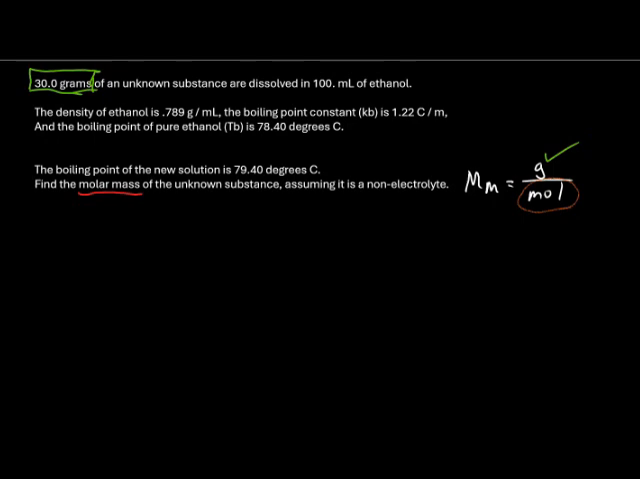To do this, we'll use the boiling point information that we've been given. Now, seeing as how our boiling point began at 78.40 but has changed to 79.40, this means our boiling point has gone up when we mixed the solution, and so we need to think about boiling point elevation.